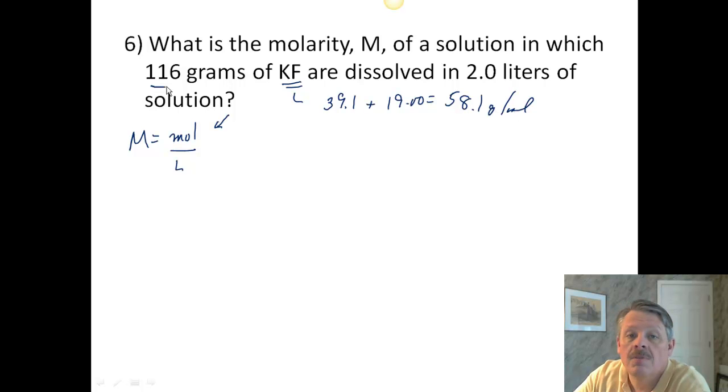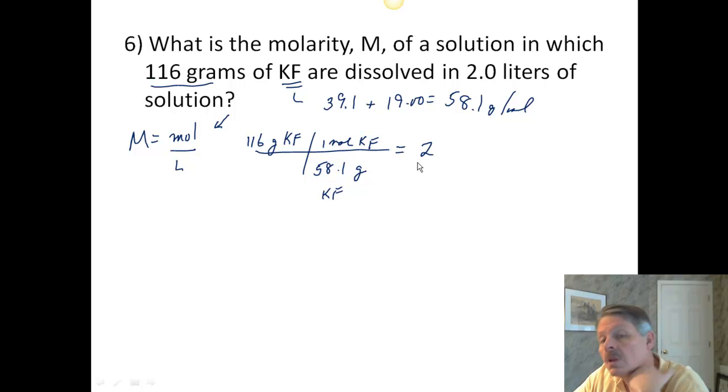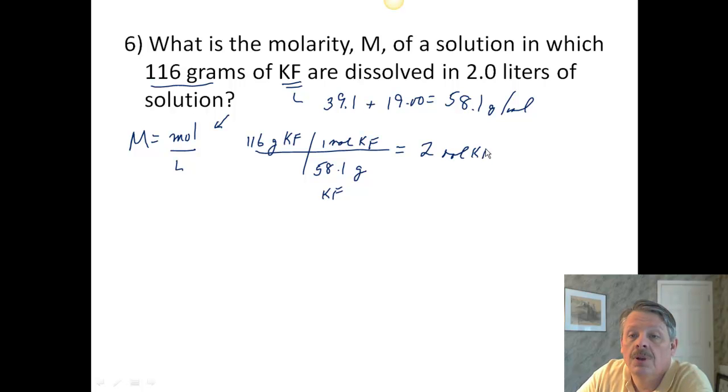So I obviously have to convert 116 grams into moles. So 116 grams of KF, and I have to divide by 58.1 grams of KF in 1 mole of KF. That's pretty easy. I'll notice that's about 2. When you do it on a calculator, it's not exactly 2, but by the time you end up with sig figs, it's going to end up being 2. So this is 2 moles of KF. Now I know my moles and I know my liters, so my molarity is going to be equal to moles, which is 2.0, divided by my liters, which are 2.0. So my answer here is 1.0 molar.